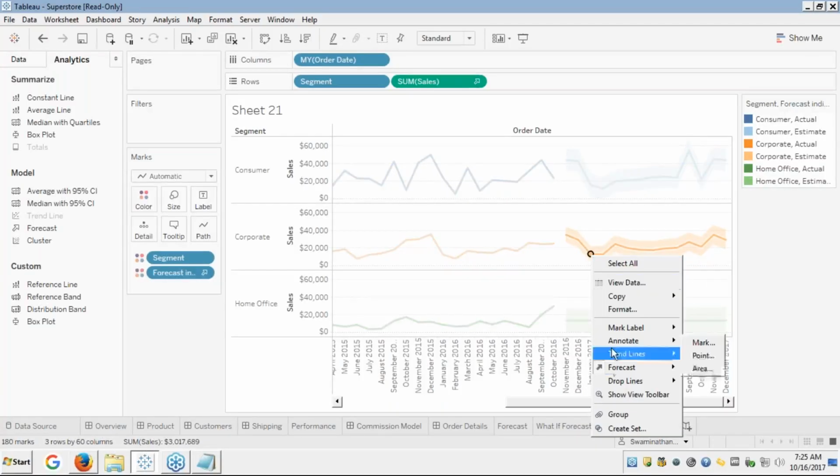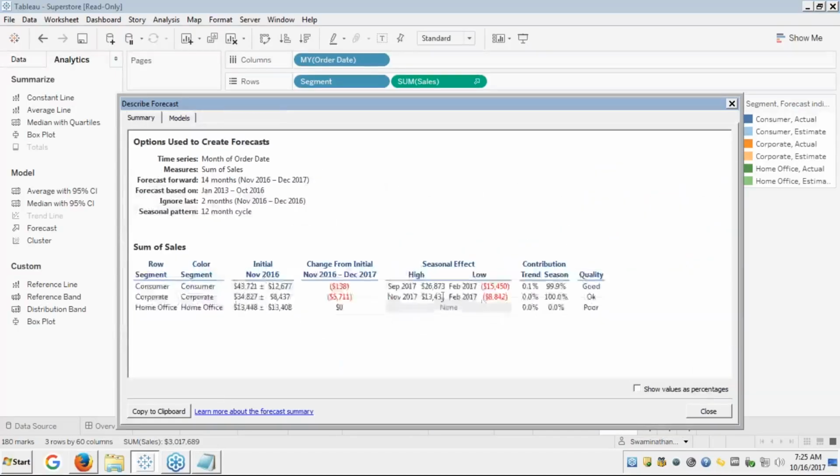Now when I describe the forecast model, you can see the description of the forecast. You will be able to see the plus or minus and why it is there. So 43,721 is the actual. There can be a plus or minus change of 12,677 for this segment, and similarly plus or minus 8,437 for this, and so on and so forth. Like this, the forecast values can change across.